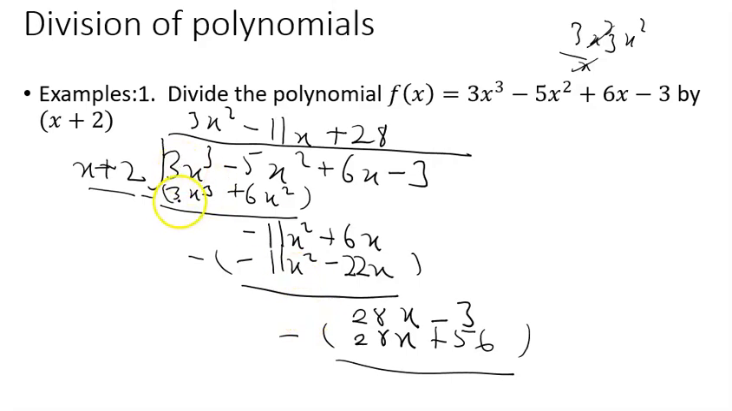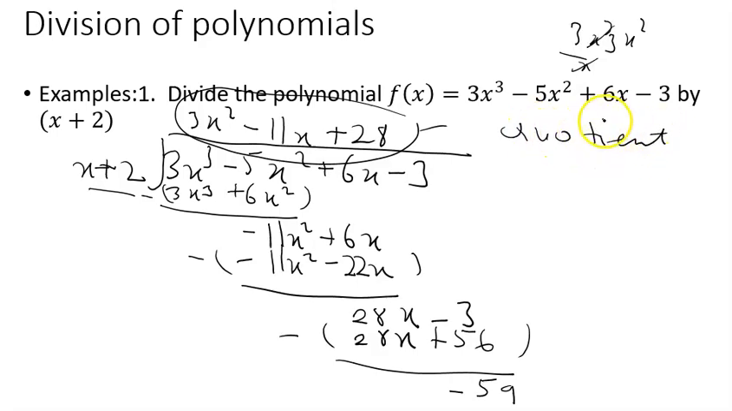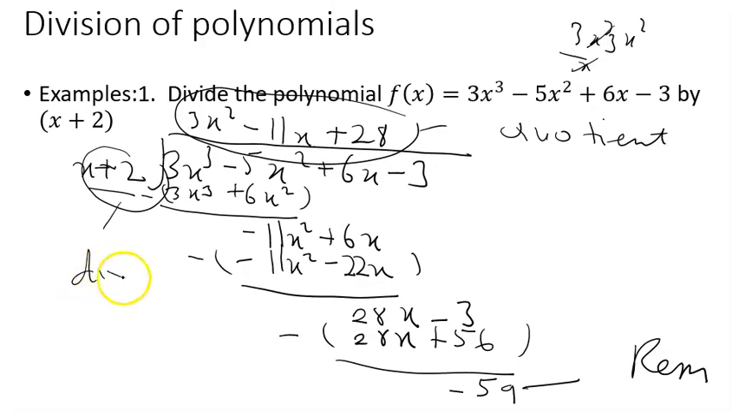So always the first term we get 0. 3 minus 3, 0. Minus 11 plus 11, 0. Minus 28s plus 28s, 0. Minus 3 minus 56 is what? Minus 59. That is that. So this is called the quotient. This is the remainder. This is the divisor. This is called a dividend.